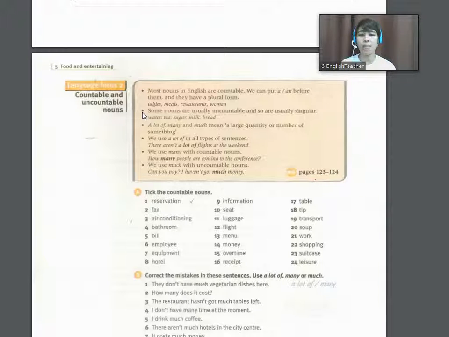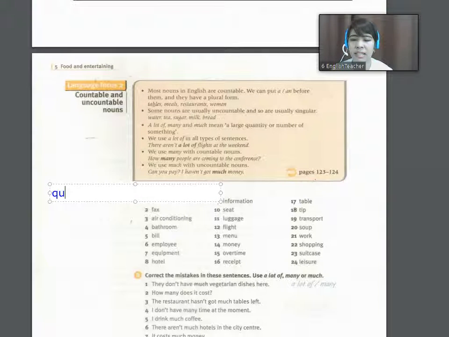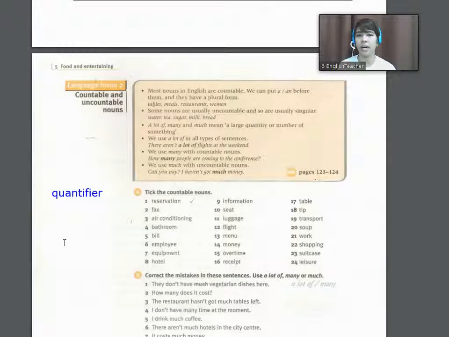And do you have any question? Yes, student B? Okay, so those are what we call quantifiers. When we want to quantify something, like for example water, we use a quantifier. An example of a quantifier for water is a glass of water, a cup of tea, a tablespoon of sugar. So these are quantifiers because we cannot count uncountable nouns. In order for us to quantify or measure them, we need quantifiers.